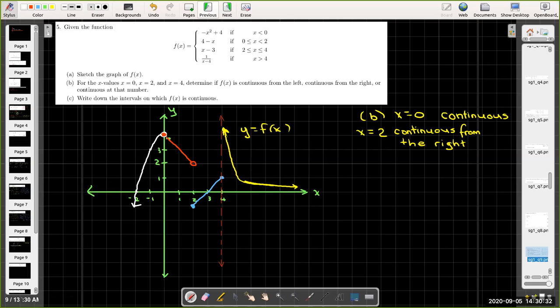And at x equals 4, as we approach it from the right, the limit is positive infinity. So it can't be continuous from the right. However, when I approach from the left, I see that the y coordinate approaches 1, which is where the function is defined, f of 4 equals 1. So it is continuous from the left.